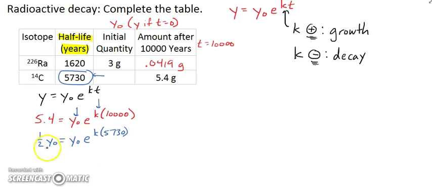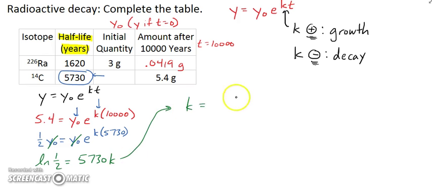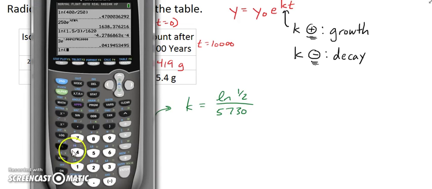And the good news here is that since y sub 0 isn't 0, I can divide those out. And I can just solve this equation for k. I could take ln of both sides. Ln of 1/2 is the same as ln of e to the 5,730 times k. That's just 5730k. And if I want to solve that equation for k, I could just divide both sides by 5730. So I've got ln of 1/2 divided by 5730, and we're back to the calculator.